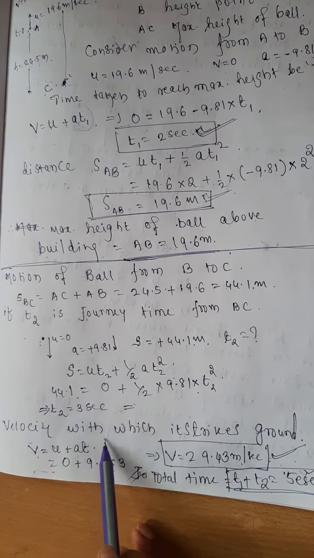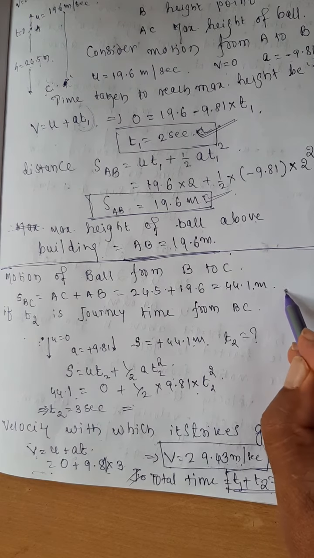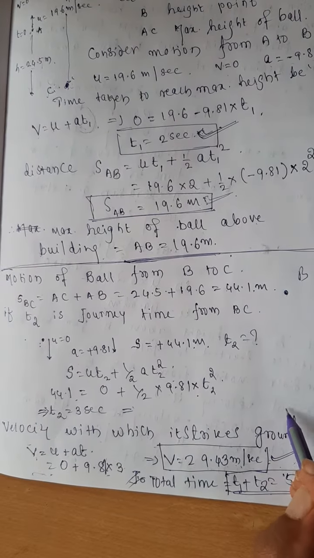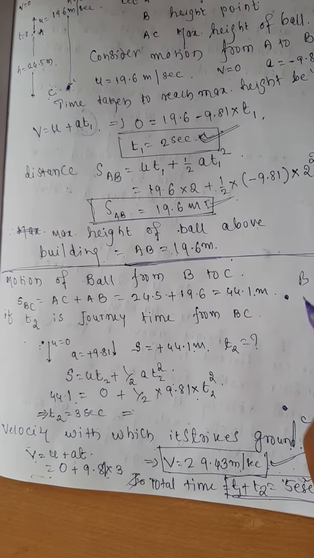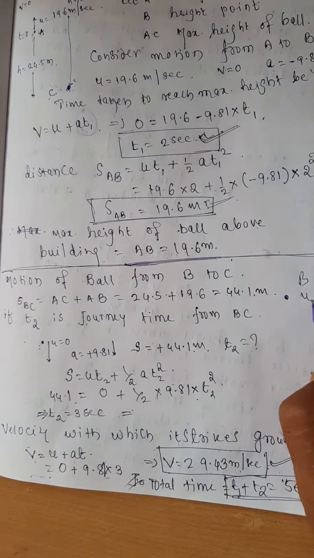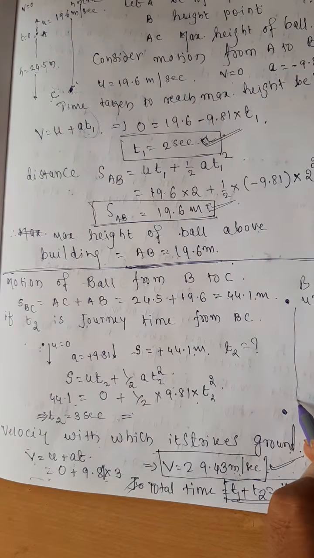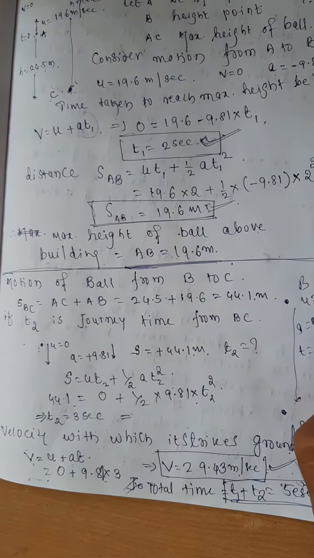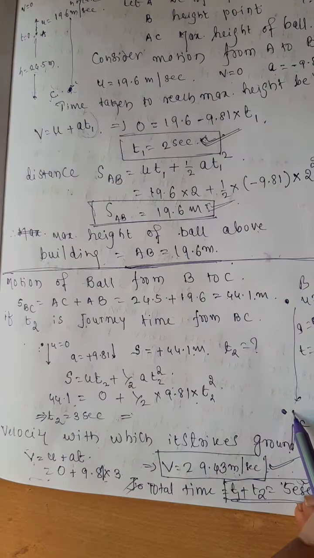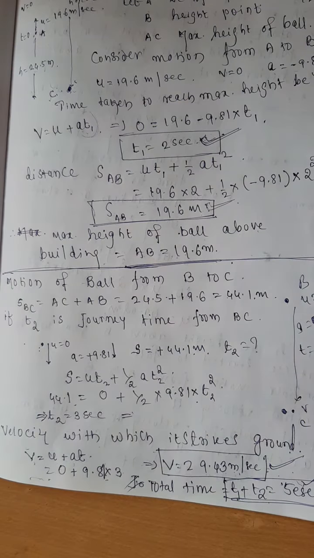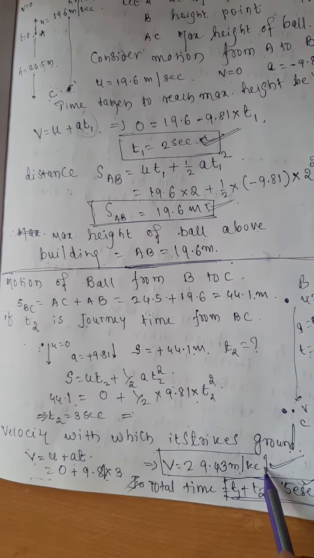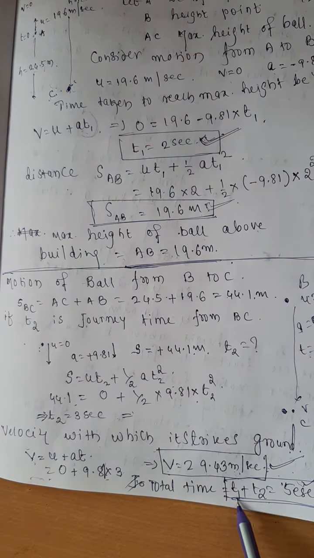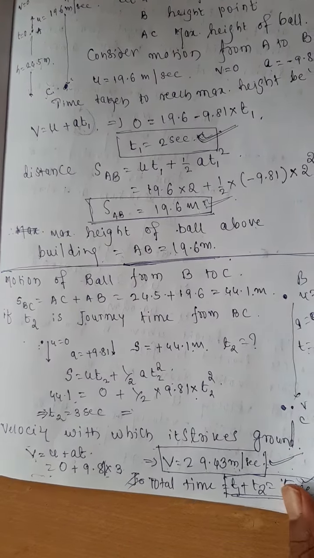Yes, the velocity with which it strikes the ground means from the top, from B, it is reaching the C. At B, its velocity is 0, U equal to 0, and time taken T is equal to 3, and G is equal to 9.81. He is asking what is the final velocity V. V is equal to U plus AT. From that, we will get V is equal to 29.43 meter per second, and journey time is nothing but T1 plus T2, which is 5 seconds.